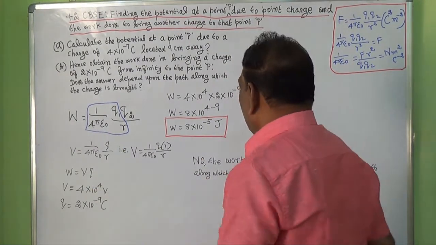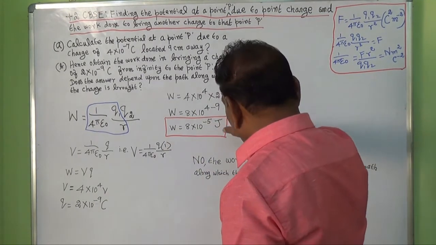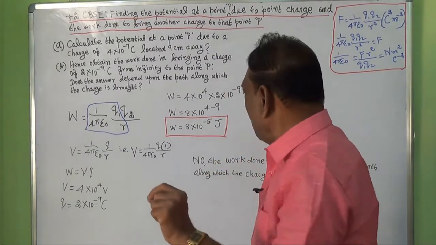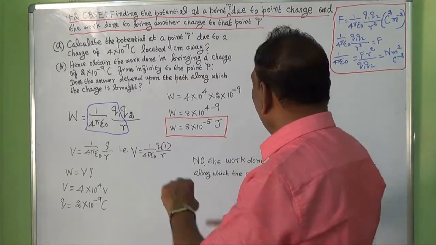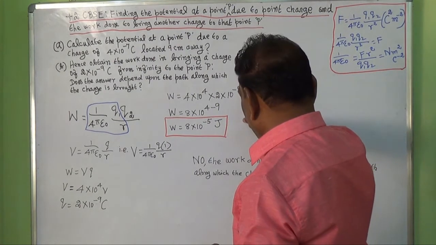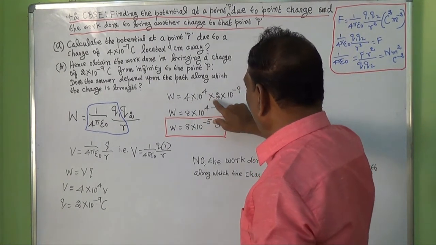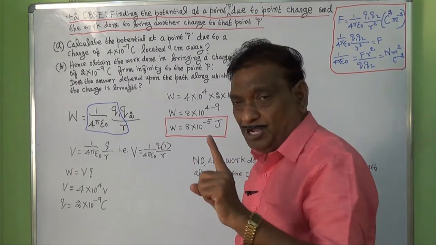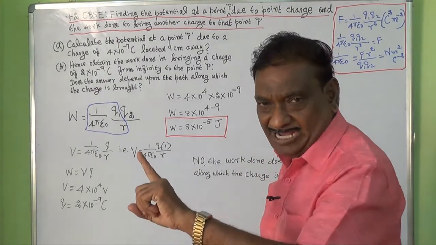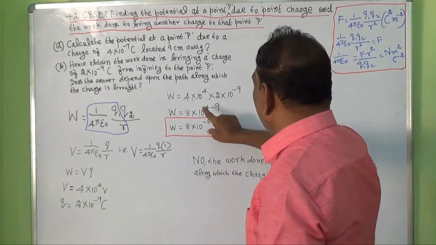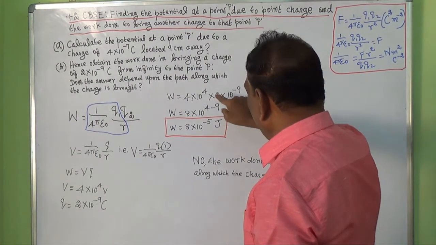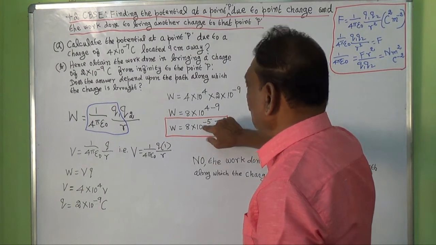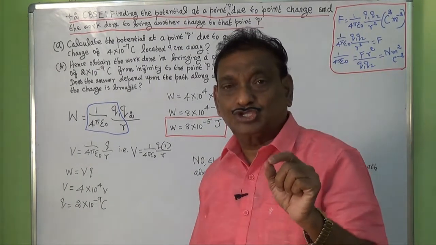If we substitute both the data, we get the work done W equal to 4 into 10 to the power of 4 into 2 into 10 to the power of minus 9. If we multiply 4 into 2, we get 8. If the bases are the same, in the case of multiplication, we can add the powers. If we add the powers, 4 and minus 9, we get minus 5, that is 10 to the power of minus 5. The unit of the work done is joule.